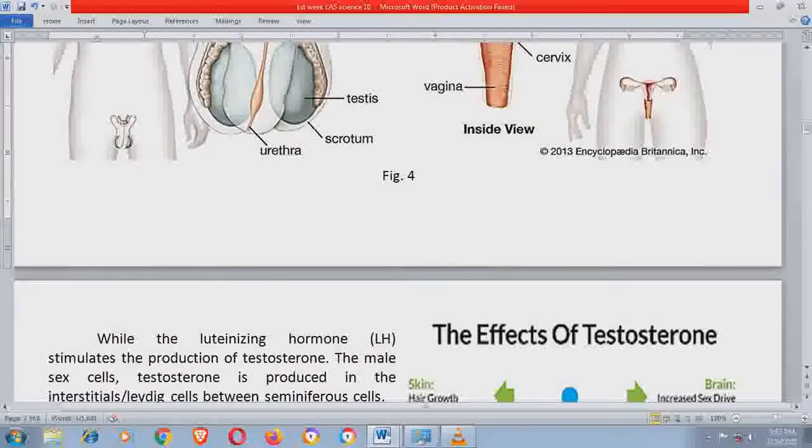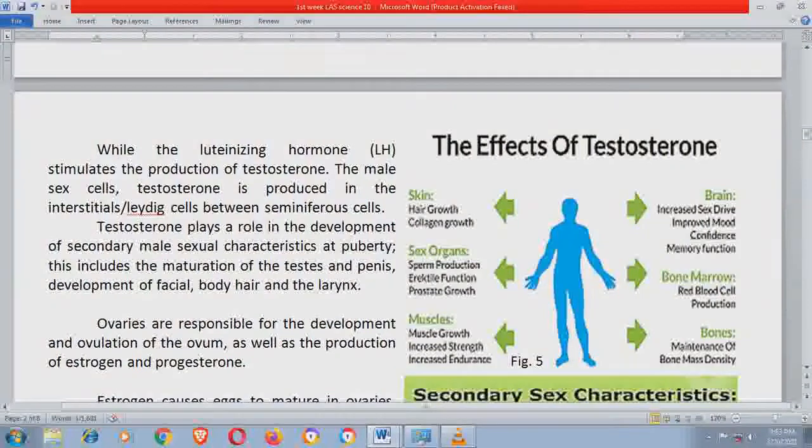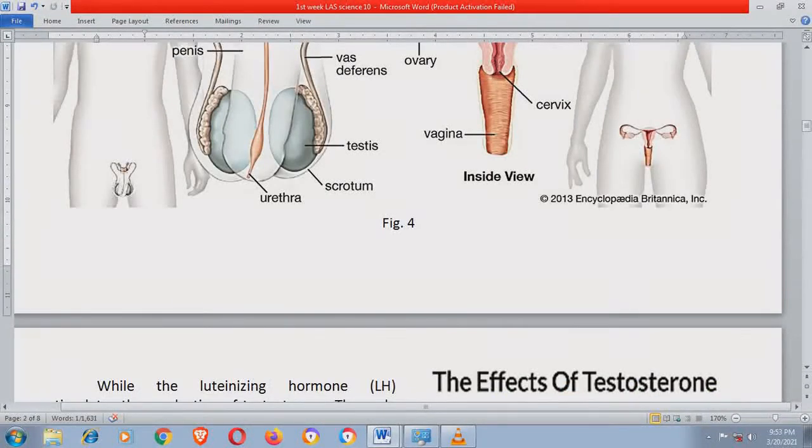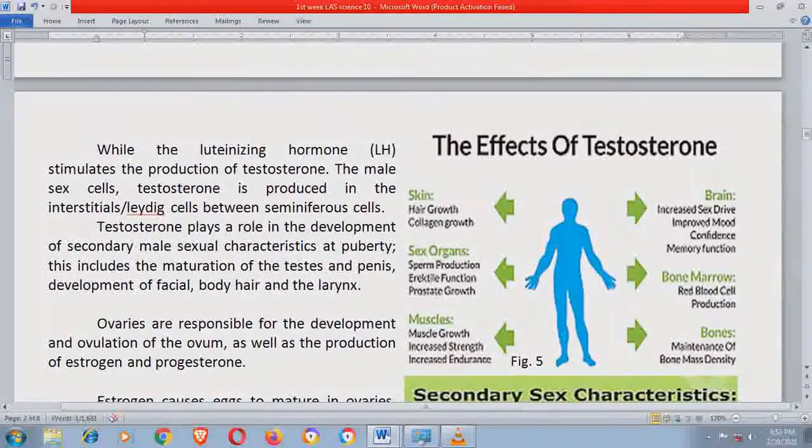Pag na-familiarize sila niyan, mga student, punta na tayo dito. Now, while the luteinizing hormone, yung LH kanina, stimulates the production of testosterone. So, remember that before the testes, bago maglabas ng hormones na testosterone ang testis, kailangan niya munang ma-receive ang luteinizing hormone. Parang order, no? Order ito sa kanya. Okay, LH is there, testosterone, release. The male sex hormone, testosterone, is produced in the interstitial or Leydig cells between seminiferous cells. So, sa testis pa rin siya sa loob.